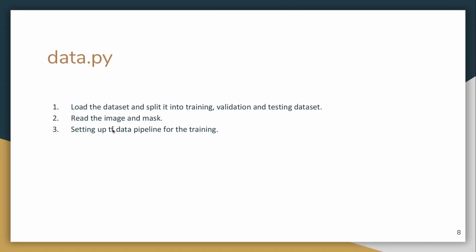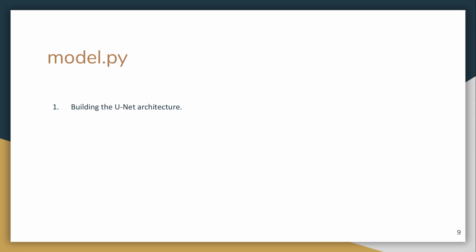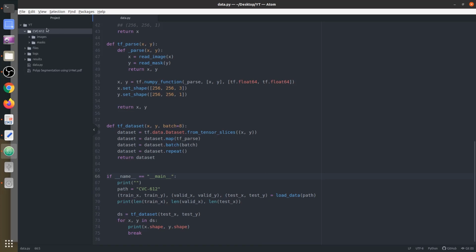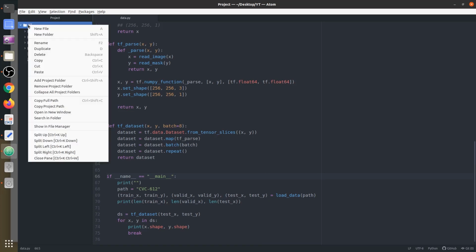So till now we have completed the data.py file: loading the data, splitting it into training, validation and testing. After that we read the image and mask, and after that we set up the pipeline for the training dataset. Now let's move to the model.py file where we have only one single task, building the UNET architecture. So now let's move on to building the UNET architecture.